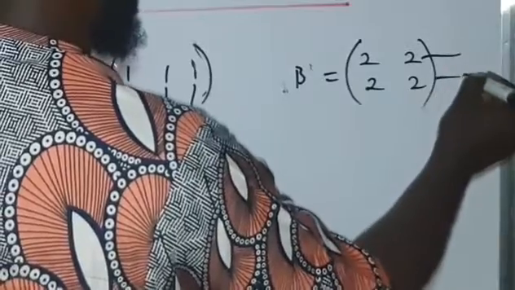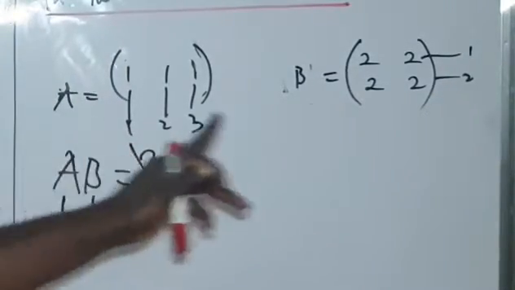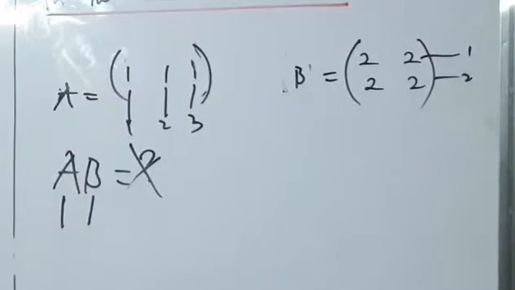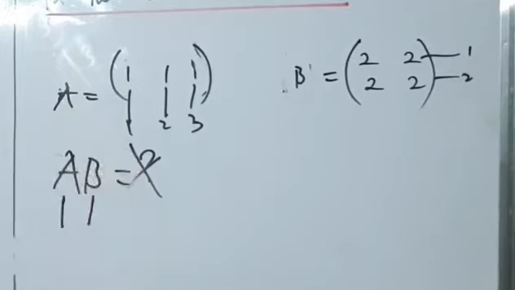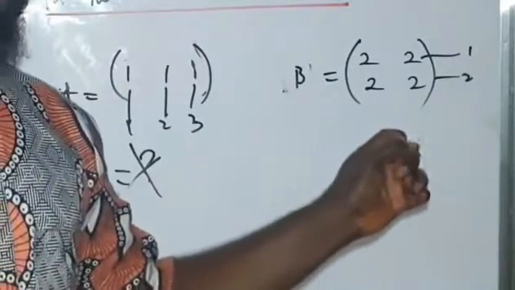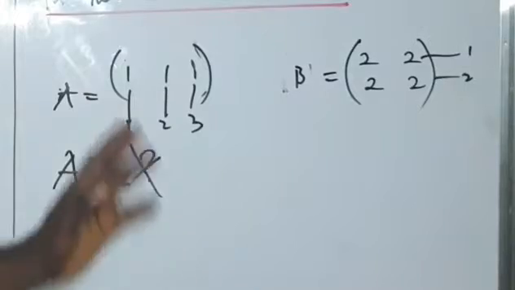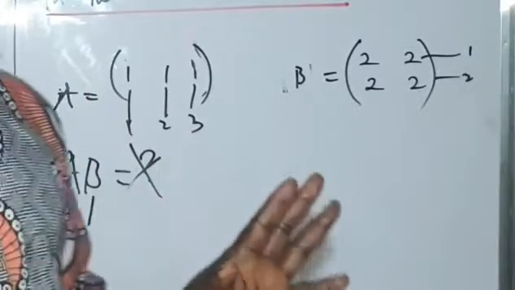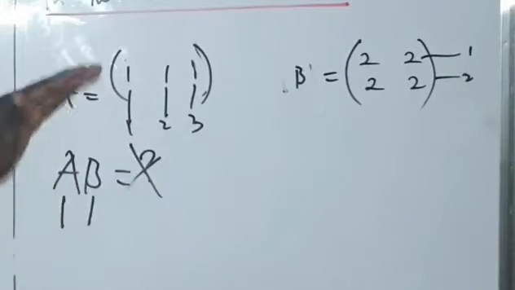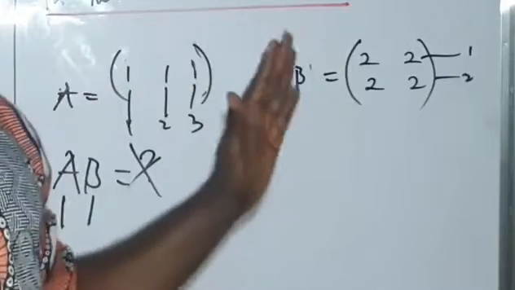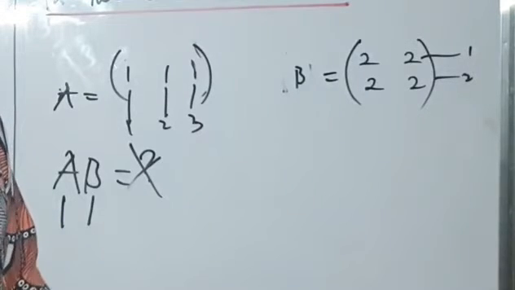We have 1, 2. So in this case, we cannot multiply A and B because the number of columns in the first matrix is not the same as the number of rows we have in the second matrix. Is that clear now? So that is the condition. Once two matrices are able to meet this condition, then we can multiply them together. I hope this is clear to you.